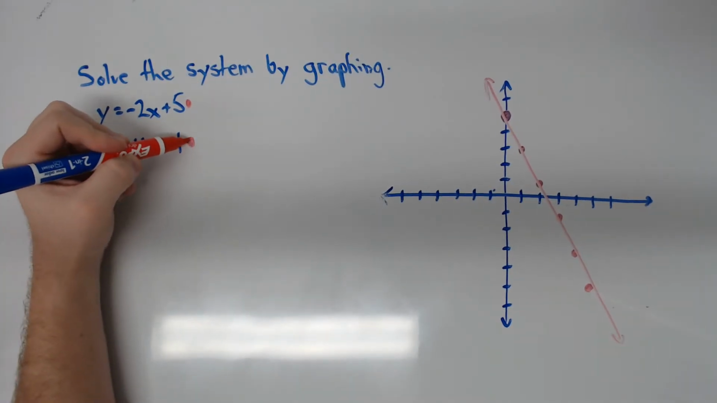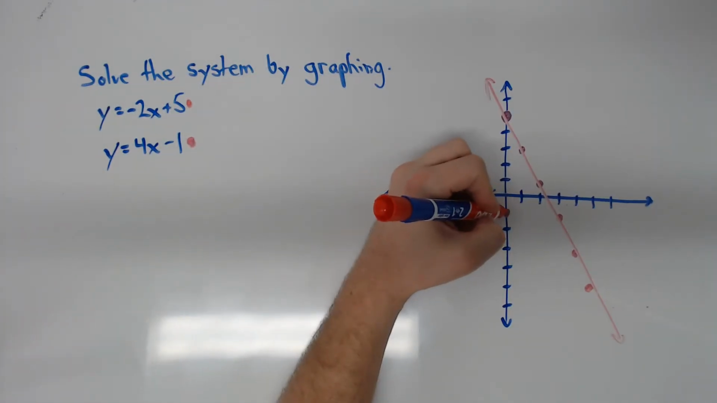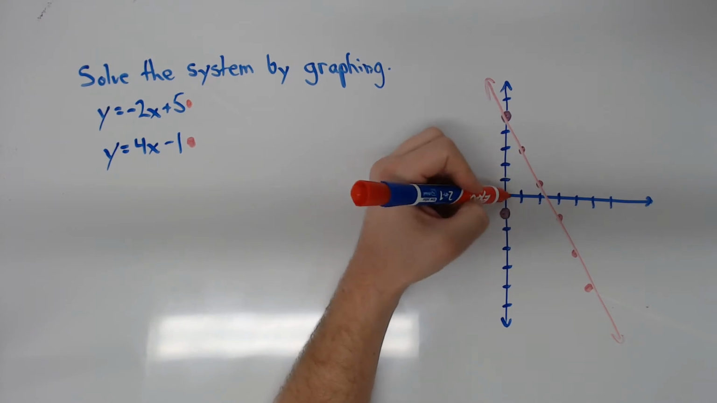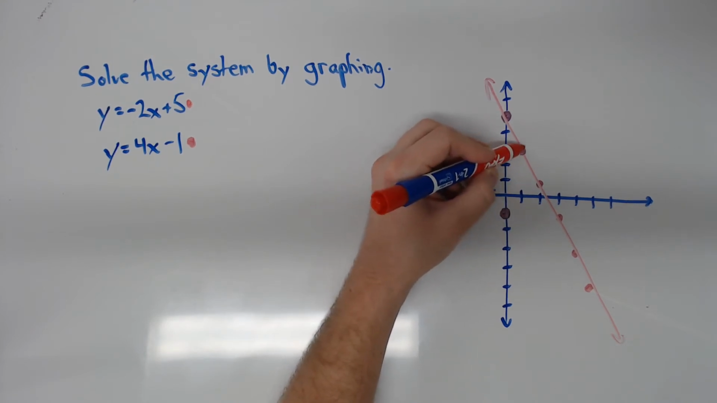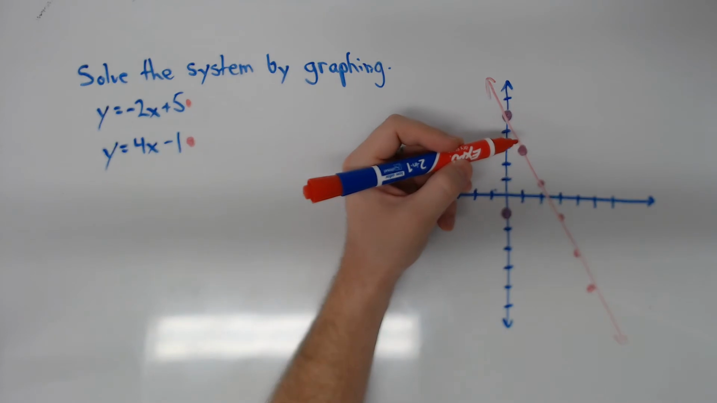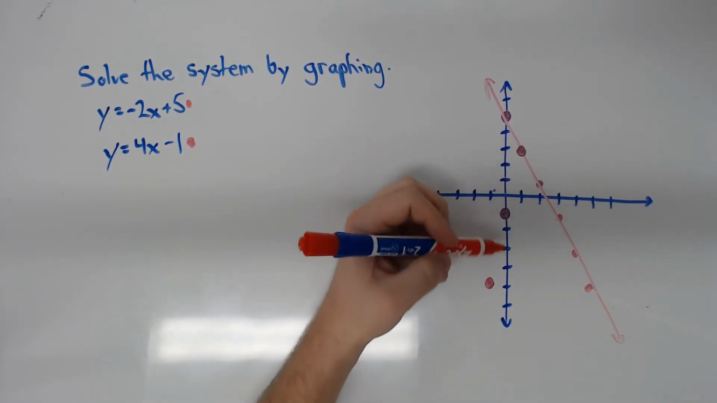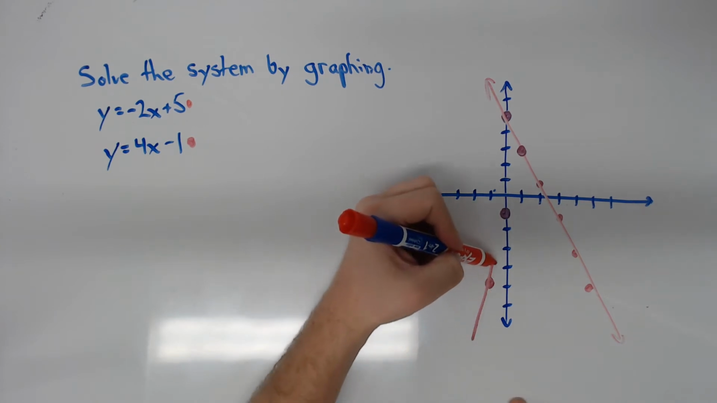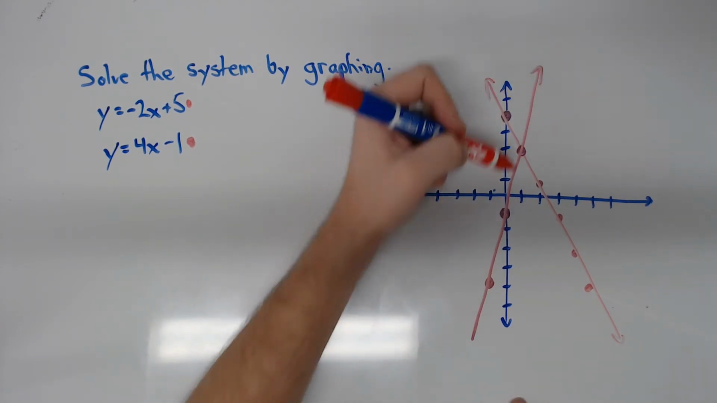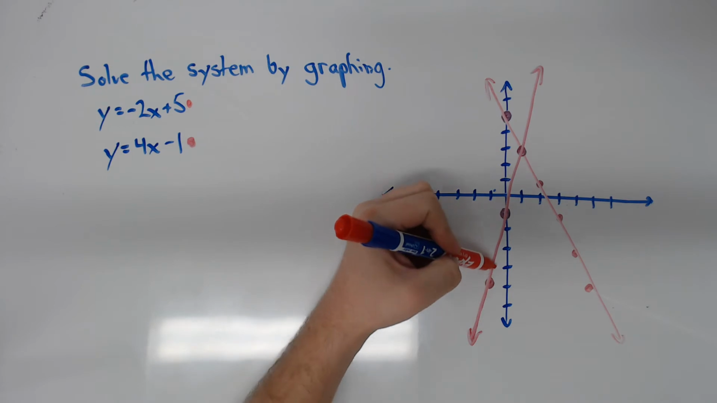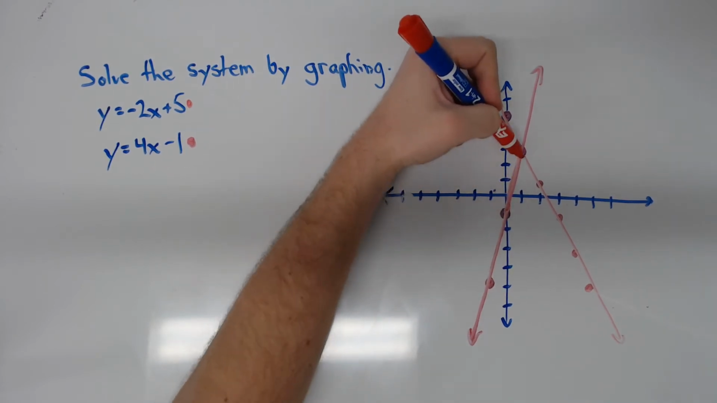Second graph, let's get a y-intercept of -1 and a slope of +4, so up 4. Yep, there it is. That's where they cross each other. Let me actually get this line drawn. So these are our two equations, and in a word problem, these would be talking about the same thing.